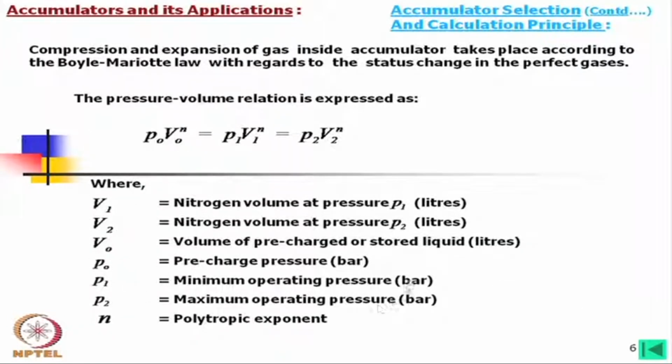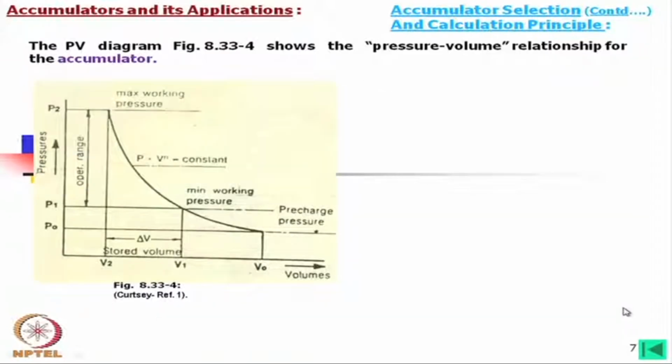Now, this I have already explained, but still, V1 is the nitrogen volume at pressure. We have assumed this gas is nitrogen. So, P1 is the minimum system pressure, V2 is the nitrogen volume at pressure P2, the maximum system pressure, V0 is the volume at pre-charge or stored liquid, P0 is the pressure at pre-charge, P1 is the minimum operating pressure, P2 the maximum operating pressure, etc. And N is the polytropic exponent.